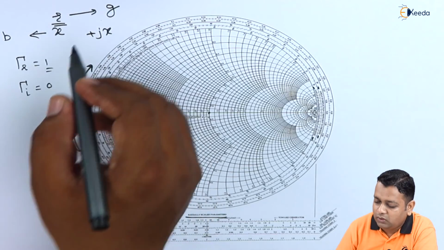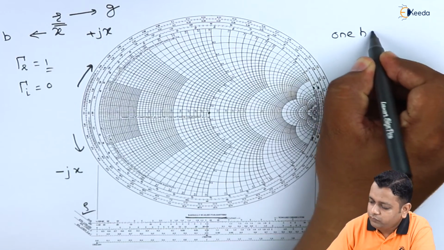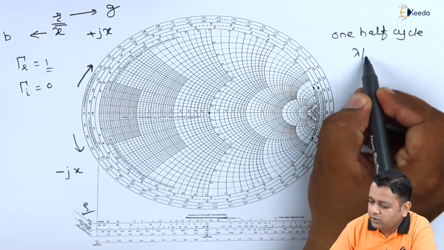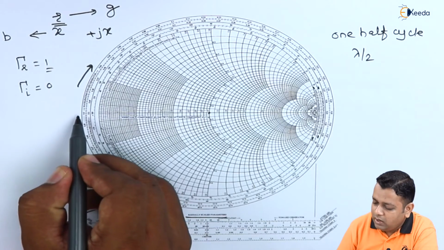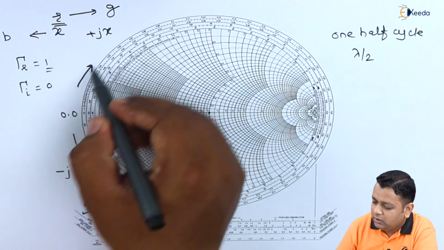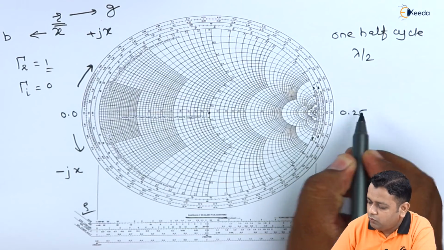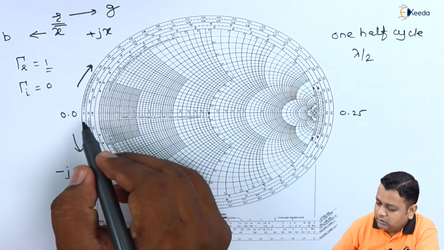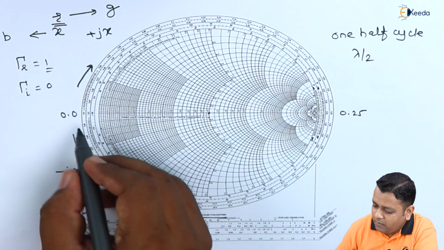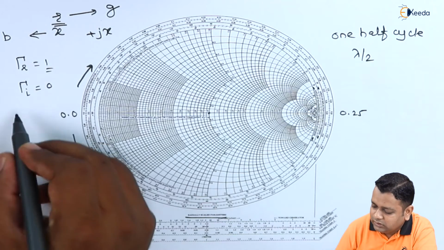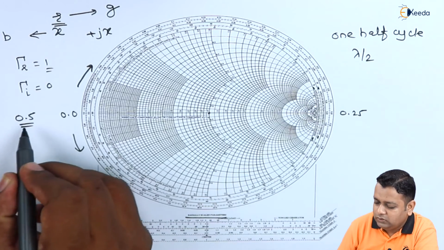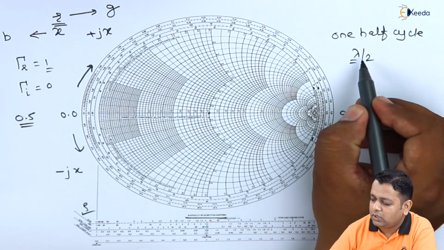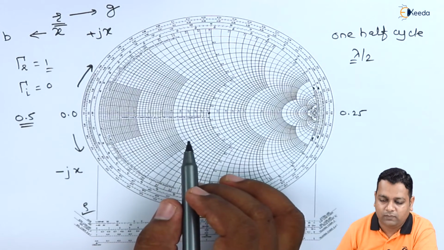Now the distance can be calculated along the Smith chart axis. This is the measure of one half cycle, represented as lambda by 2. When you start at 0.0 value here, you go up to 0.25 at the opposite end. And when you complete one cycle, you come back to the value of 0.49, then 0.5. So this is nothing but the half. One half cycle is completed, corresponding to the wavelength onto the Smith chart.